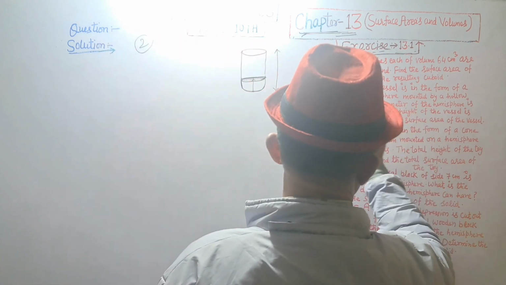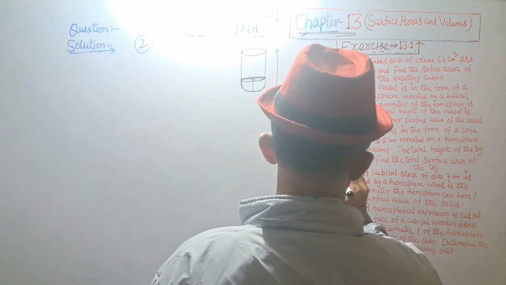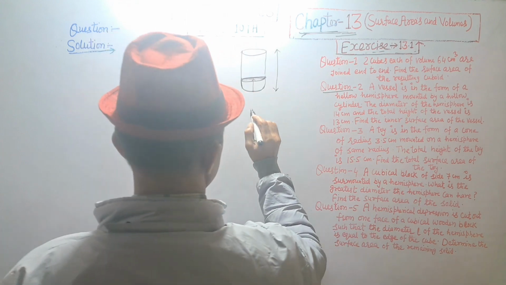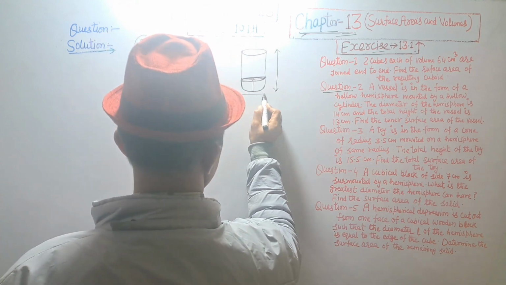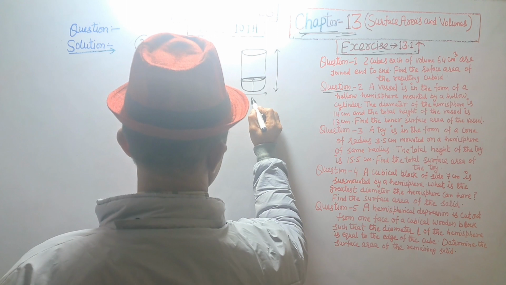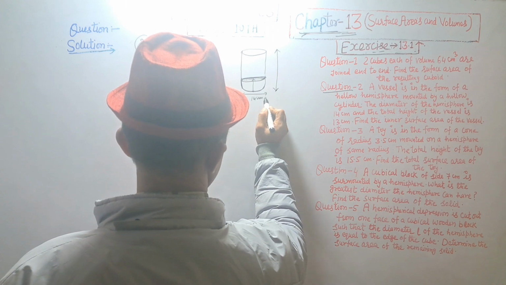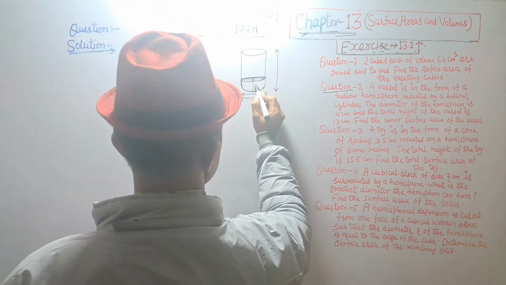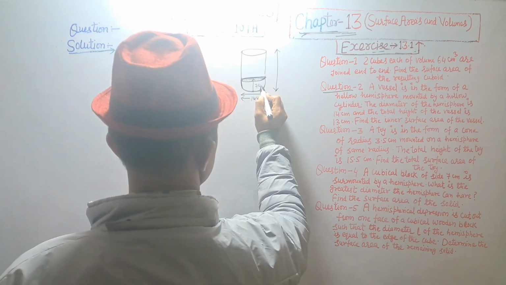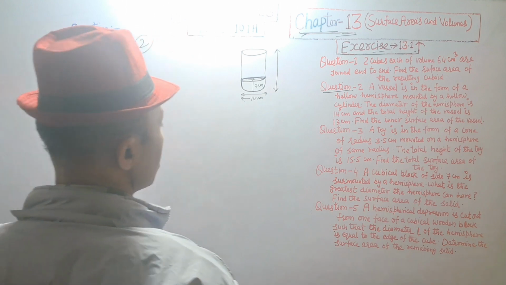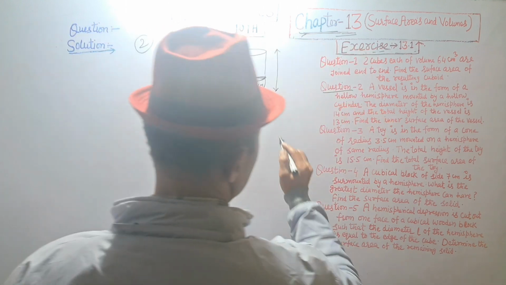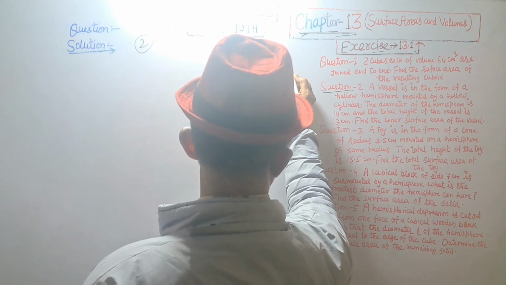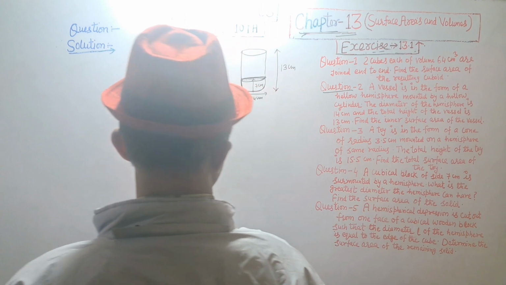A vessel is in the form of hollow hemisphere. Diameter of the hemisphere is 14 centimeter. This is 14 centimeter, and its radius is 7 centimeter, and total height of the vessel is 13 centimeter.